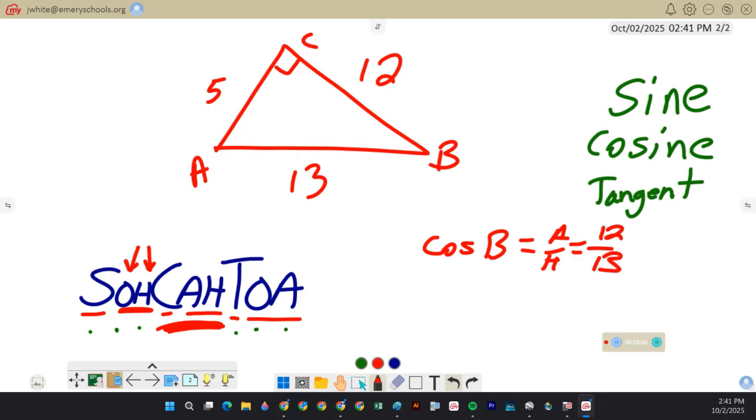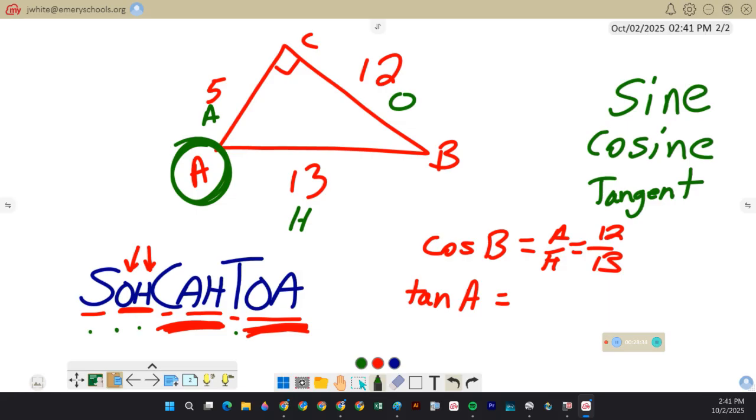What is the tangent of A? So tangent is O over A. O over A, which is 5 over 13? No. So if this is my angle, this is H, this is A. So it's 12 over 5. So the tangent of A is 12 fifths, which is 2.4.